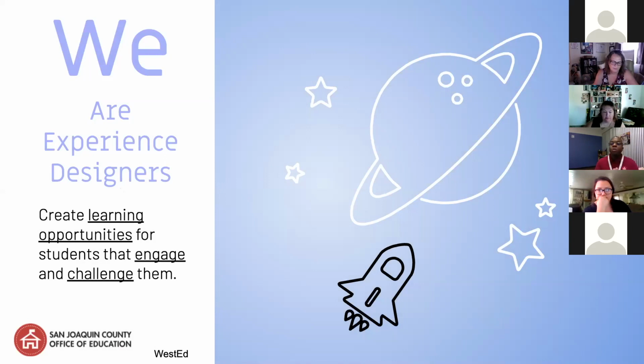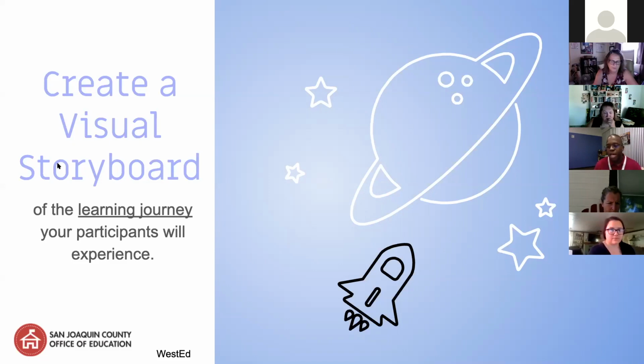The first one is that we want to see ourselves as experienced designers. We don't want to just be giving the kids the information. I don't want to be like that video on YouTube, just telling them, this happened, here you go. What we want to do is create an experience in which students have learning opportunities, something that engages them and challenges them. And the way that we're going to go about doing that is to create a visual storyboard, right? We're going to plan out the way in which the students are going to interact with the technology and the content in order to create this experience.